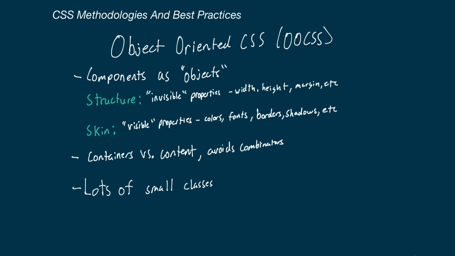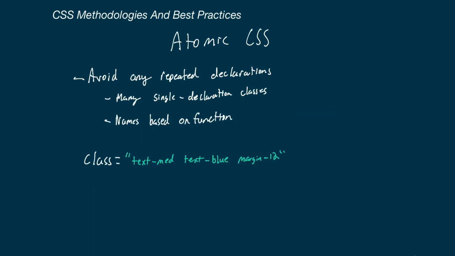This methodology has very similar drawbacks to BEM in that you usually end up with very small classes, which can potentially make the HTML code less readable. And next, we have atomic CSS, which is a fairly simple concept.